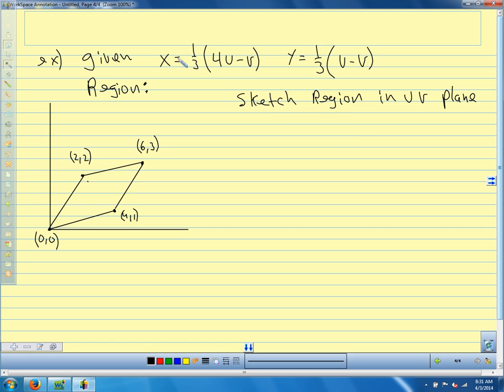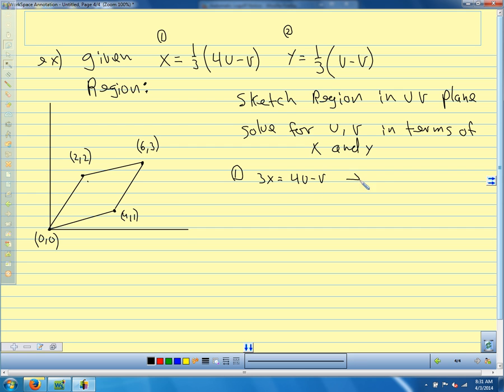So what we're going to do is solve this set of equations for u and v in terms of x and y. And then we can go about finding our region in the UV plane in a couple of different ways. From this first equation, I'm going to call this equation 1 and this equation 2. From equation 1, we can say that 3x equals 4u minus v. So I'm going to solve this one for v. This tells me that v equals 4u minus 3x.